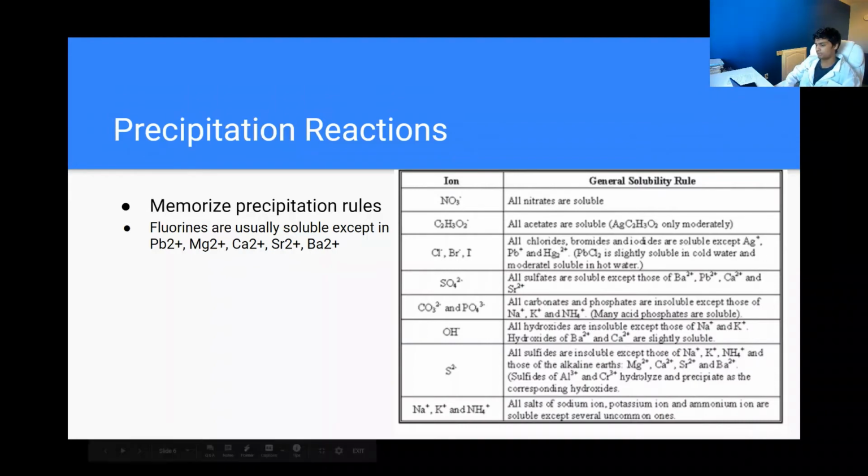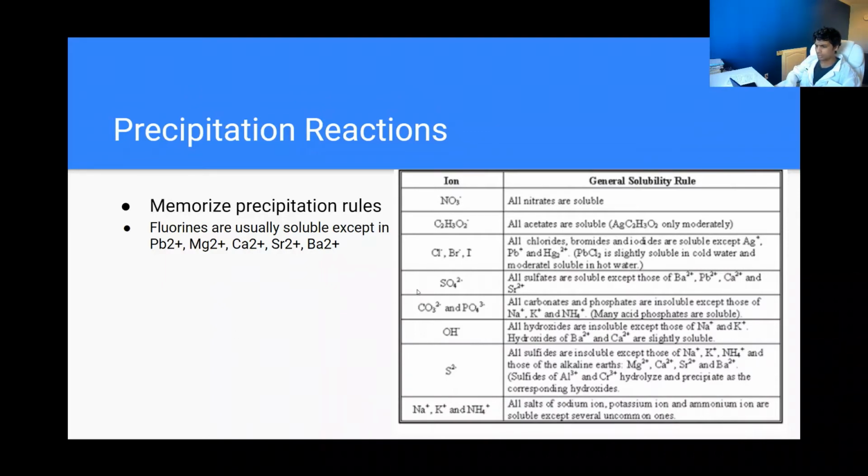Now let's take a look at OH and sulfide. They pretty much have the same solubility rules, and they're usually insoluble, except when they're bonded with alkali metals, group 1, ammonium, or alkaline earth metals, group 2. Except magnesium hydroxide is pretty insoluble, and thus it's a weak base. Carbonates and phosphates are usually insoluble except when bonded to ammonium or alkali metals.